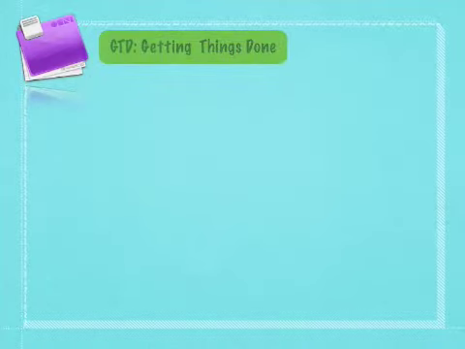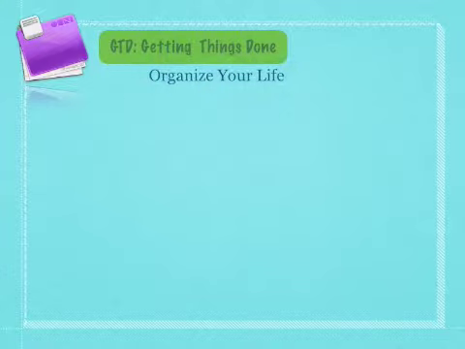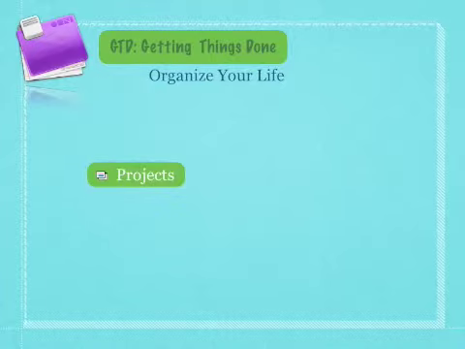Now, in order to understand how to use OmniFocus, you need to understand the system that it was built upon. OmniFocus is based on the system of Getting Things Done by David Allen. The system is, obviously, used to organize your life. So OmniFocus organizes your life in two different ways: projects and contexts.